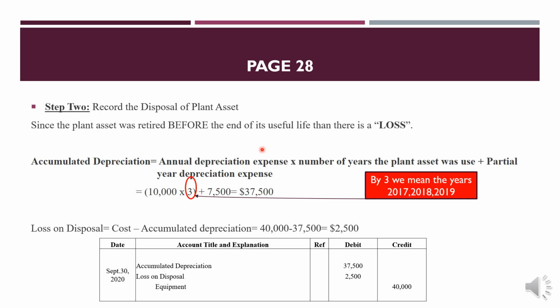So the accumulated depreciation for the plant asset is $37,500. So the loss is the $2,500, which is the cost of the plant asset minus what we accumulated during the depreciation, which is $37,500. The entry will be accumulated depreciation debit, equipment credit for the cost of the equipment, and the loss is debit.